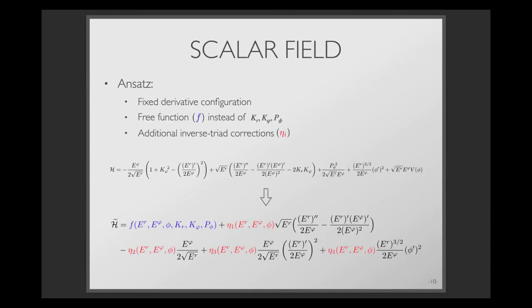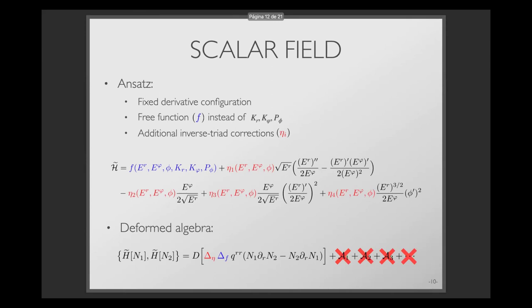So in order to account for these modifications, we suggest the following Hamiltonian constraint with the classical derivative configuration. We substitute the curvature and scalar field momentum terms with a generic free function as shown in blue, and include additional corrections in red that may account for inverse triad modifications and non-minimal couplings. Now, if we compute the Poisson bracket between these modified Hamiltonian constraints, we can fix all anomalous terms to zero and restrict in that way the form of the free functions F and eta.